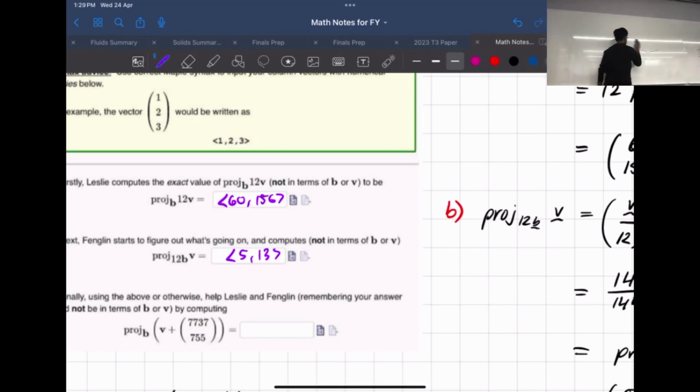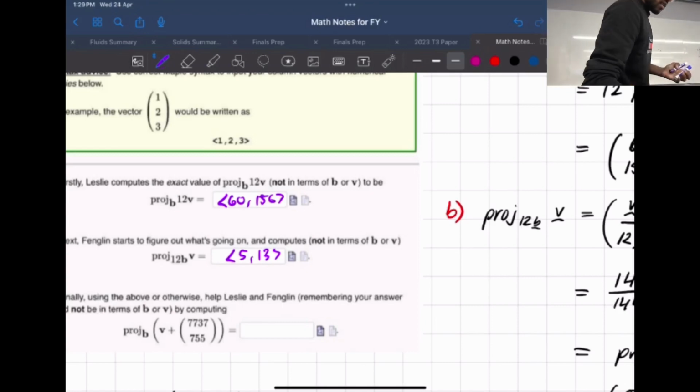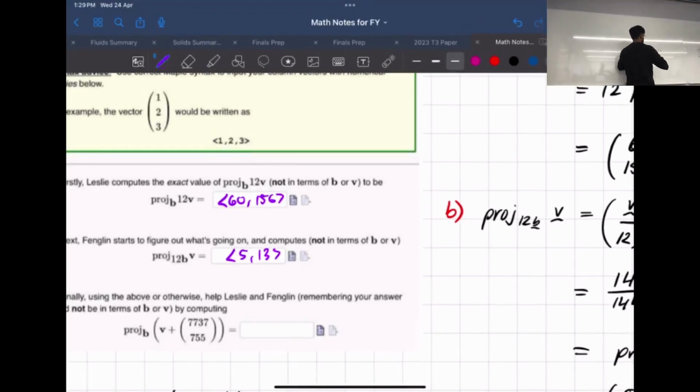However, for part B, I'll draw up the same diagram. If we scale our B vector by 12 times, so I'm going to do a rough sketch. So this is 12 times B. What do you guys notice about the projection? So I'll call this projection of V onto B. What do you guys notice about the projection of V onto 12B? It's the same, right? This distance doesn't change, because we're projecting essentially onto the same line. Right?